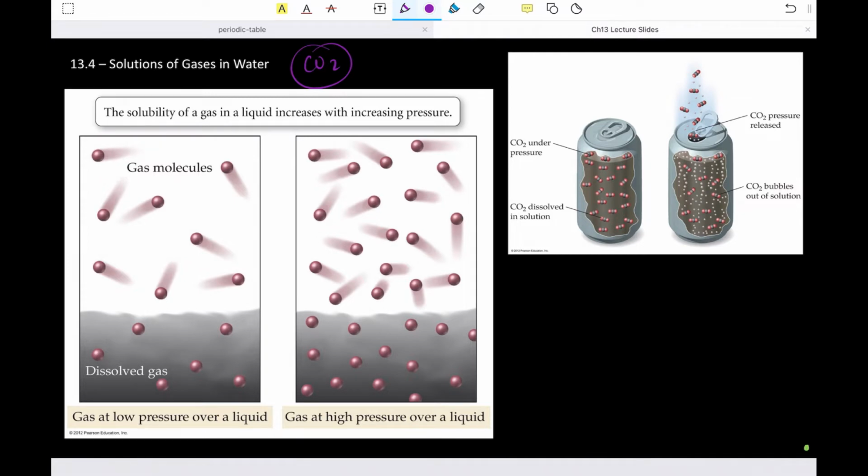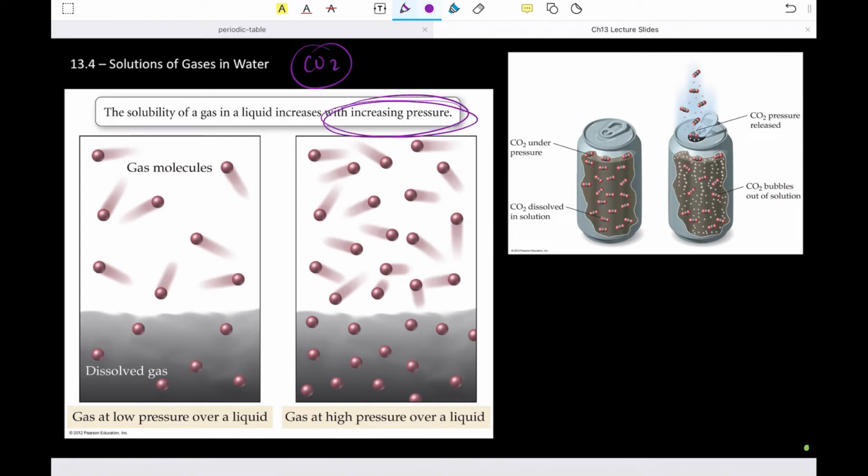Even if things aren't, going back to the phrasing in your book, "like dissolves like," even if things aren't polar like water, we can get them to dissolve. There are certain conditions that we can employ to help them dissolve better. So for CO2 gas and for all gases, one of the things that we can do to help it dissolve better would be to increase the pressure.